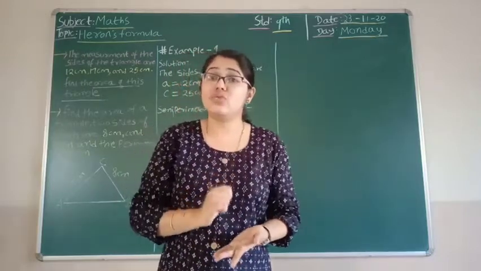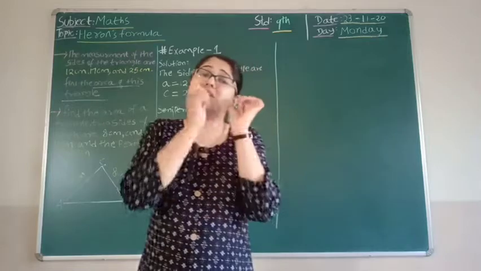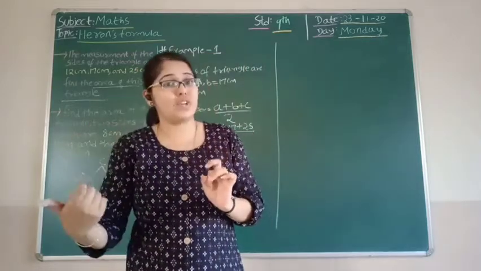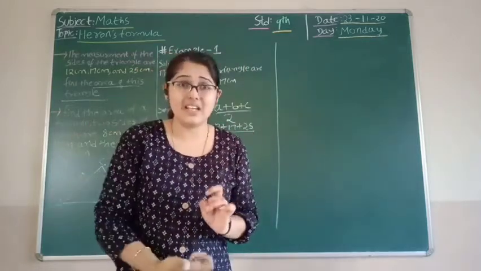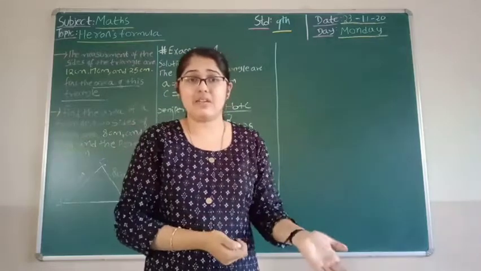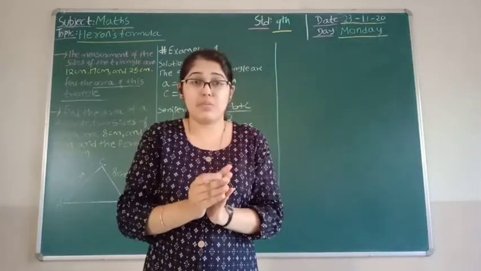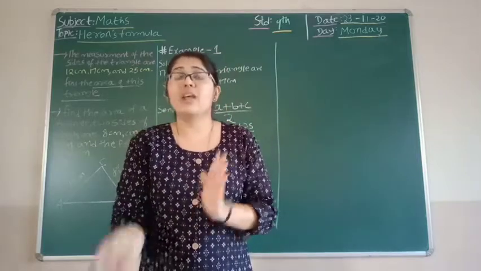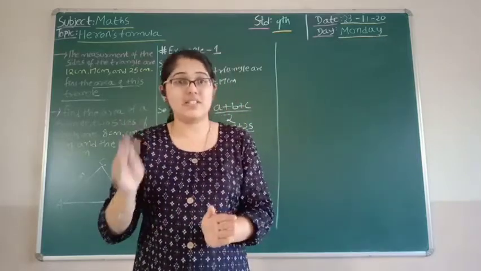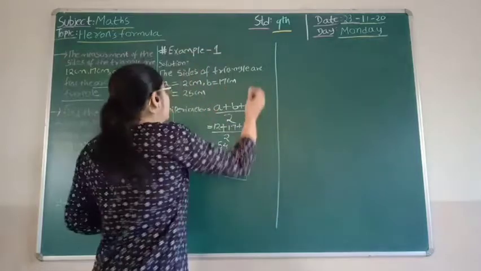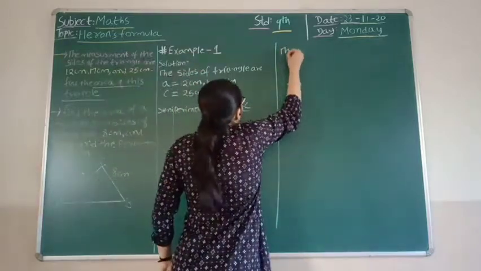And we know, students, S minus A is nothing but the semi-perimeter minus the side of the triangle, that is represented as A. Same as S minus B, the semi-perimeter minus the side B, and the semi-perimeter minus side C. So I am writing here. Then what will we do next?